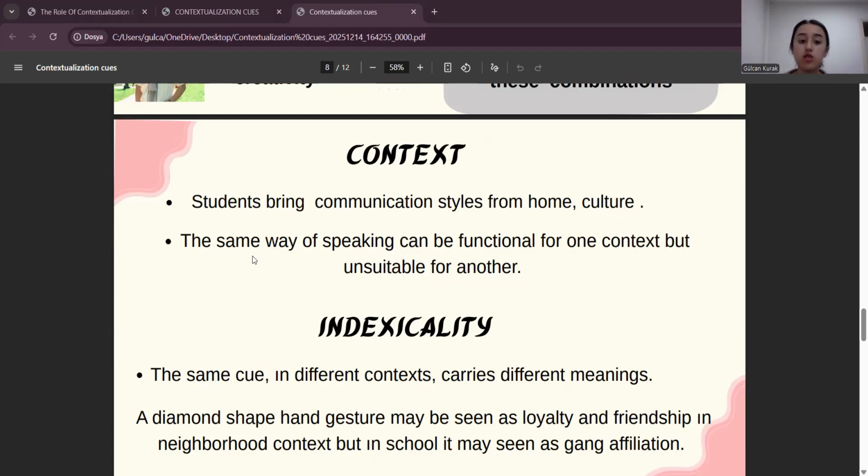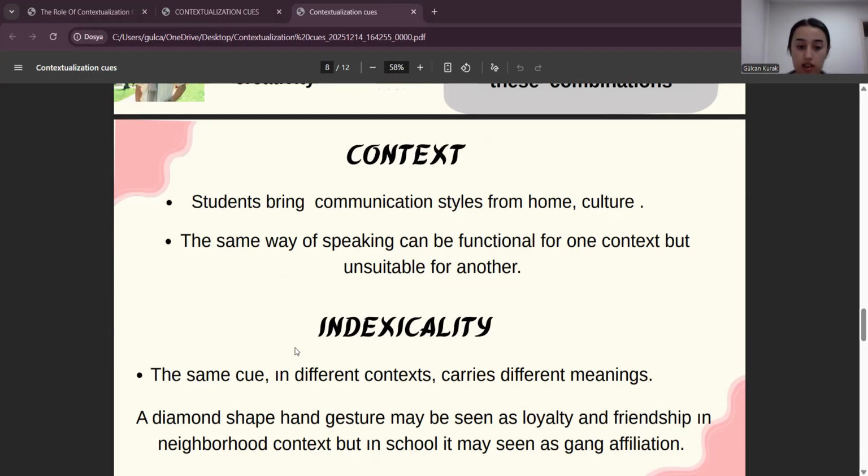Like a student can speak with his friends in an informal way, but if this student speaks in an informal way with his teacher, the teacher can misunderstand the student. So we can say that not every style is suitable for every context.